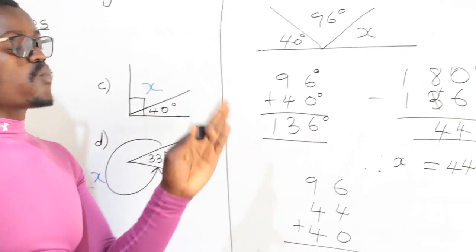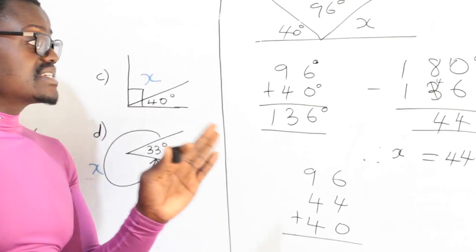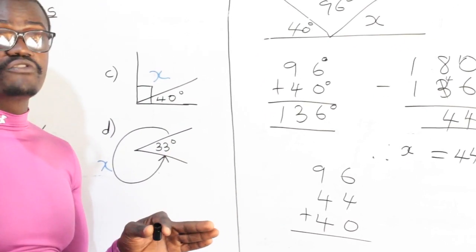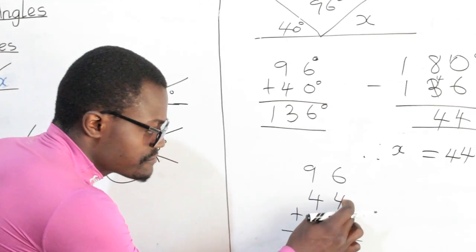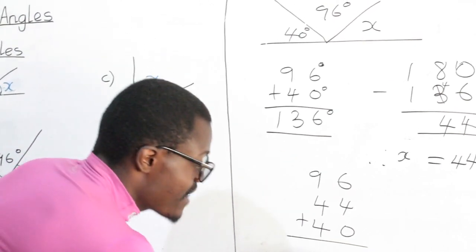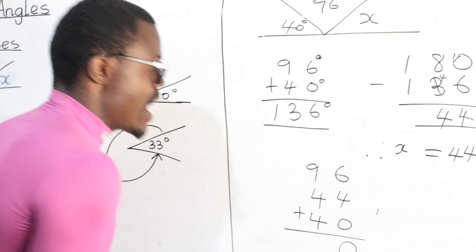This should give us 180 degrees. This determines the correctness of your answer. 6 plus 4 plus 0, 10. We write 0 and carry 1.